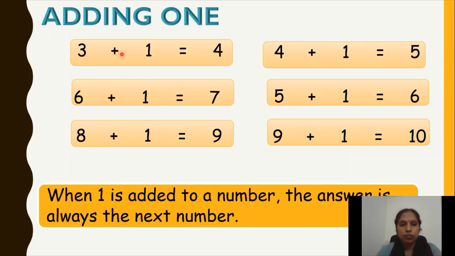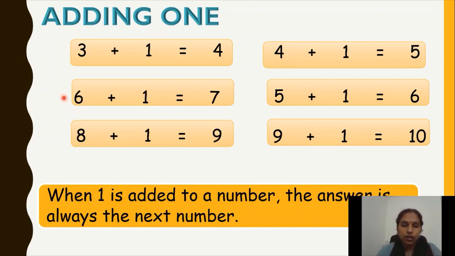Look here. 3 plus 1 gives you 4. 6 plus 1 gives you 7. 8 plus 1 gives you 9. Very good. 4 plus 1 gives you 5. 5 plus 1 gives you 6. And the last one is 9 plus 1 gives you 10. So from these addition statements, what did you identify?